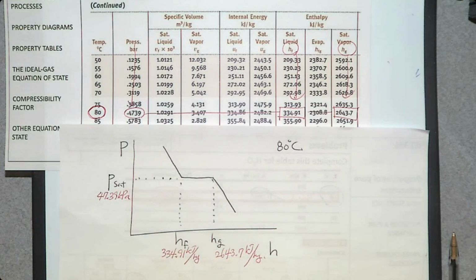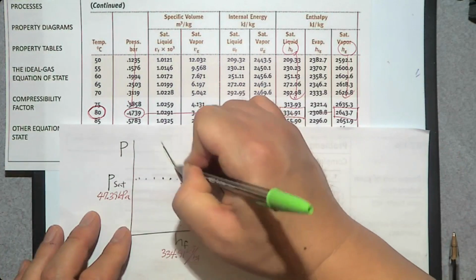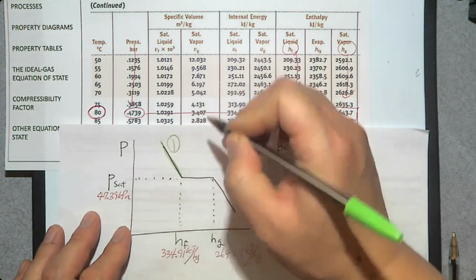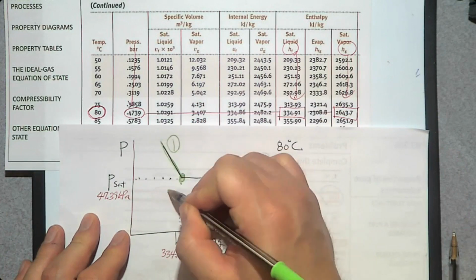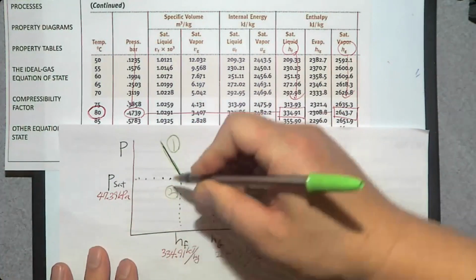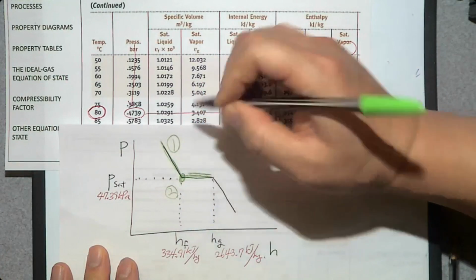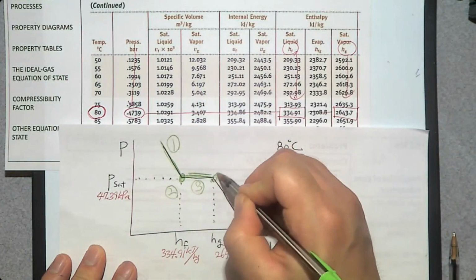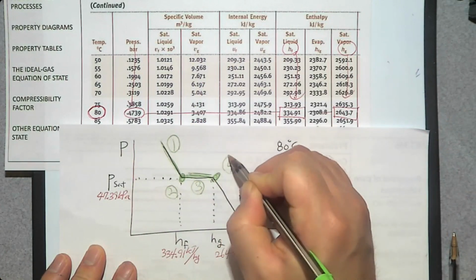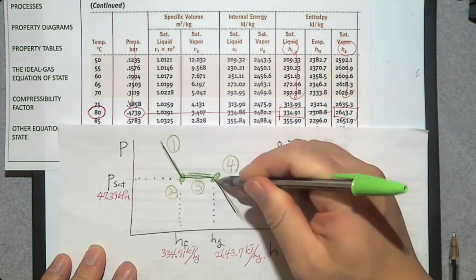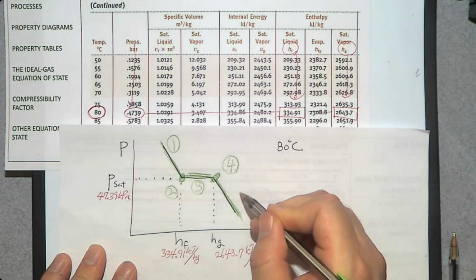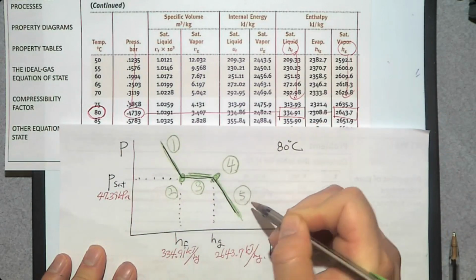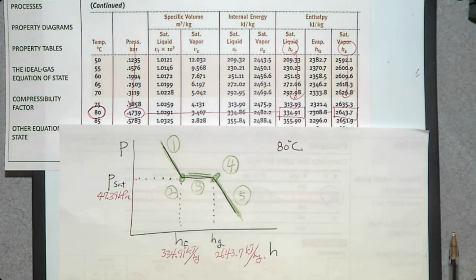On this Ph diagram, this line represents number 1, compressed liquid. This point represents number 2, saturated liquid. This line represents number 3, saturated mixture. This point represents number 4, saturated vapor. This line represents number 5, superheated vapor. So we made this Ph diagram at 80 degrees Celsius.